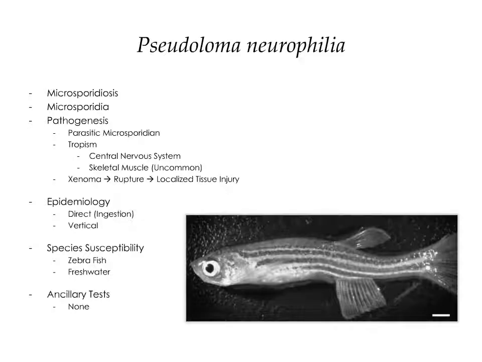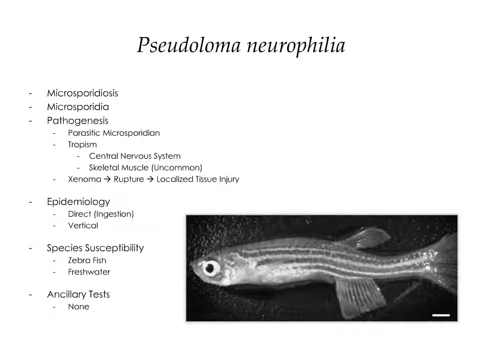Pseudoloma neurophilia is another cause of microsporidiosis. This parasitic microsporidium has a tropism for the central nervous system and to a lesser degree the skeletal muscle. As with many other microsporidians, rupture of the xenoma is associated with localized tissue injury. In regards to epidemiology, transmission is direct via ingestion. Vertical transmission is also an issue. Susceptible species include zebrafish, which are freshwater fish that are commonly used in laboratory studies. At present, ancillary testing is unavailable.